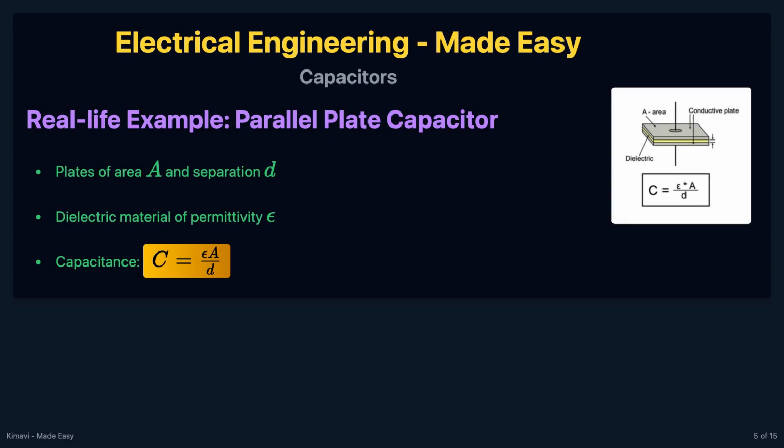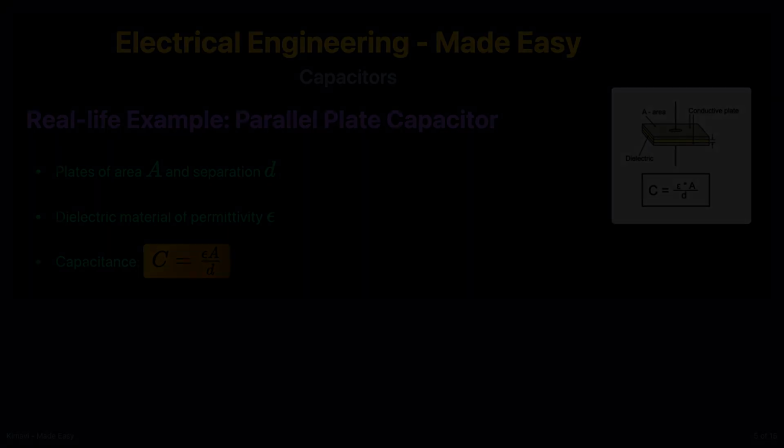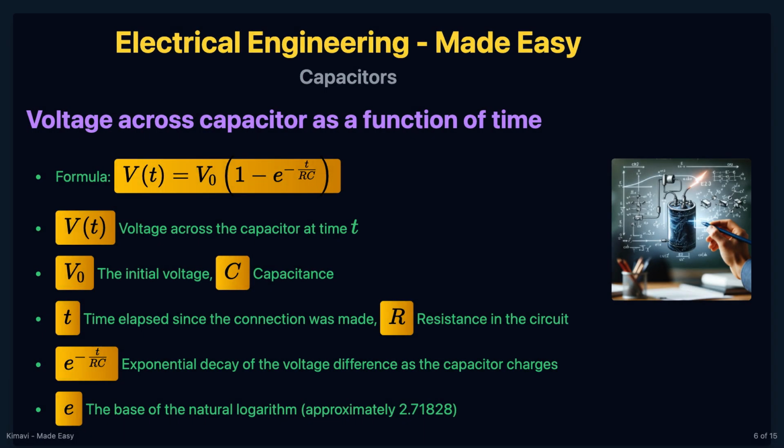Consider a parallel plate capacitor with plates of area A and separation D, filled with a dielectric material of permittivity epsilon. The capacitance is given by the formula C equals epsilon times A divided by D. When a voltage source is connected to a capacitor, it starts to charge.